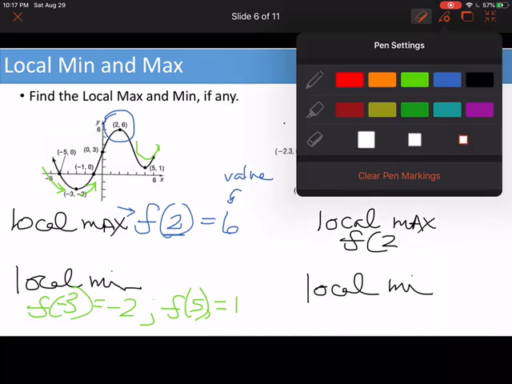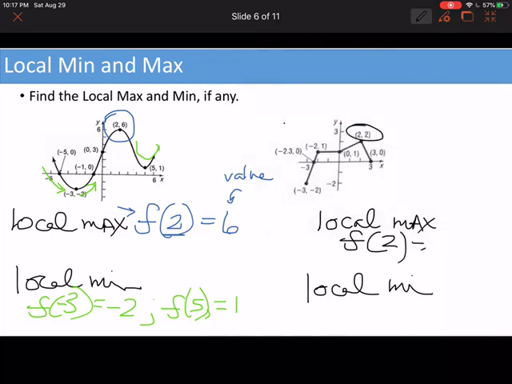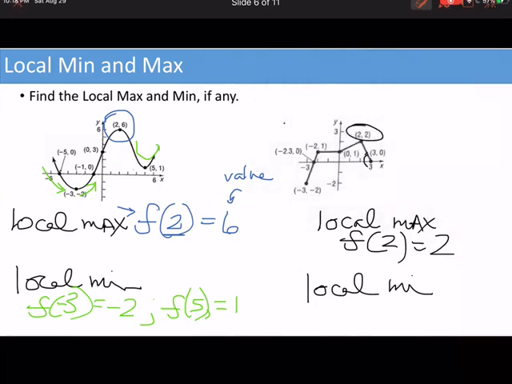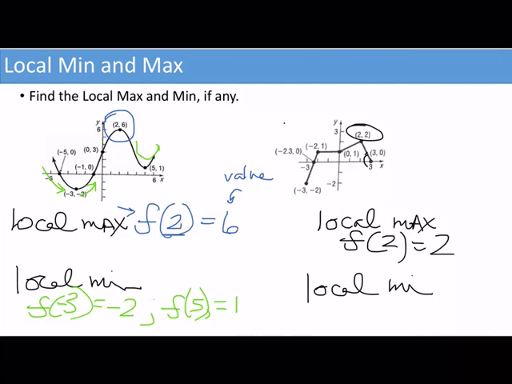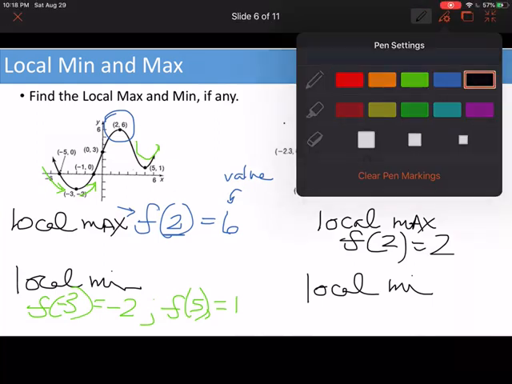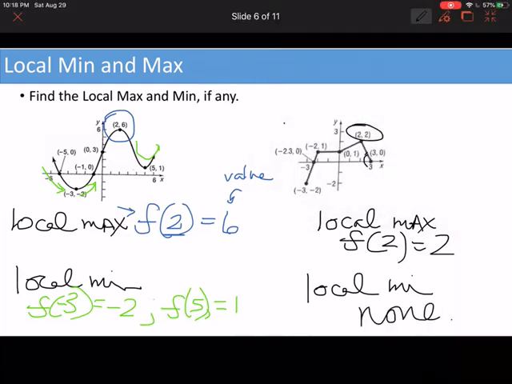Did you see anywhere that it was going from decreasing to increasing? I did not see any. And you can't make that assumption over here because we don't know if it is going down, going up, or going flat. We can't assume that, so you just do what you see. So I would say there's none for that graph. So that's a local min and max.